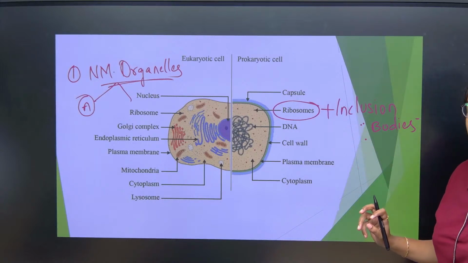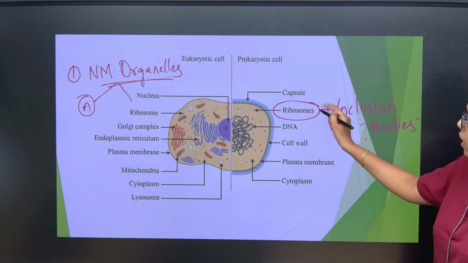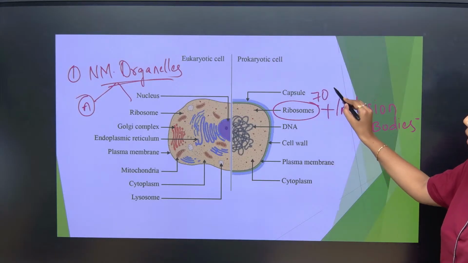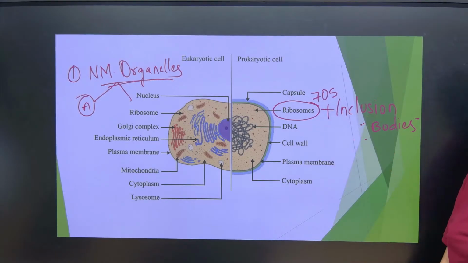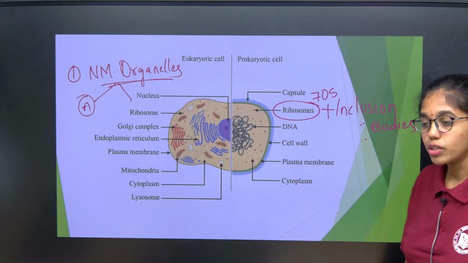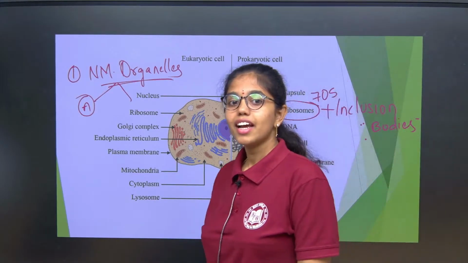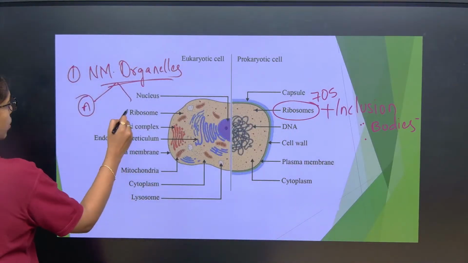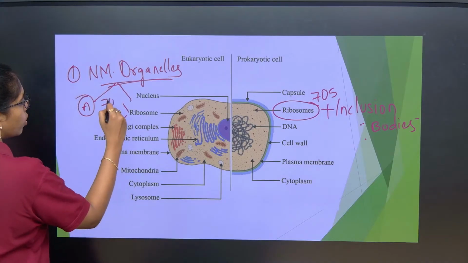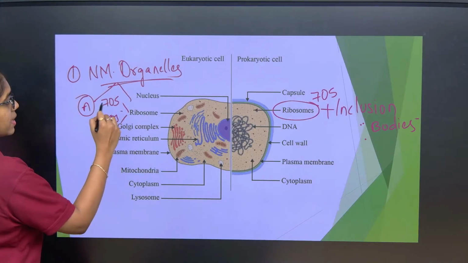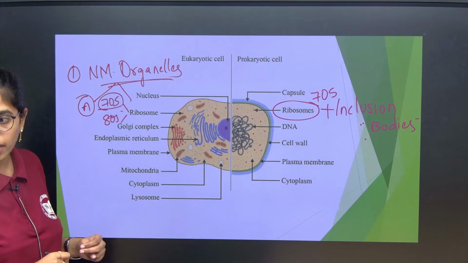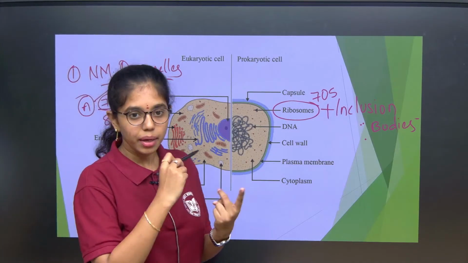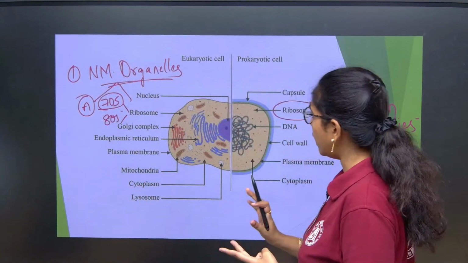Coming to the ribosomal type, prokaryotes have only what? 70S type. Eukaryotes will have only 80S type. Very good. 70S you will also see in chloroplast and mitochondria. I will discuss that now. Ribosomes have both 70S and 80S types. 70S you will find in cell organelles like chloroplast and mitochondria. I will tell you in detail, do not worry.